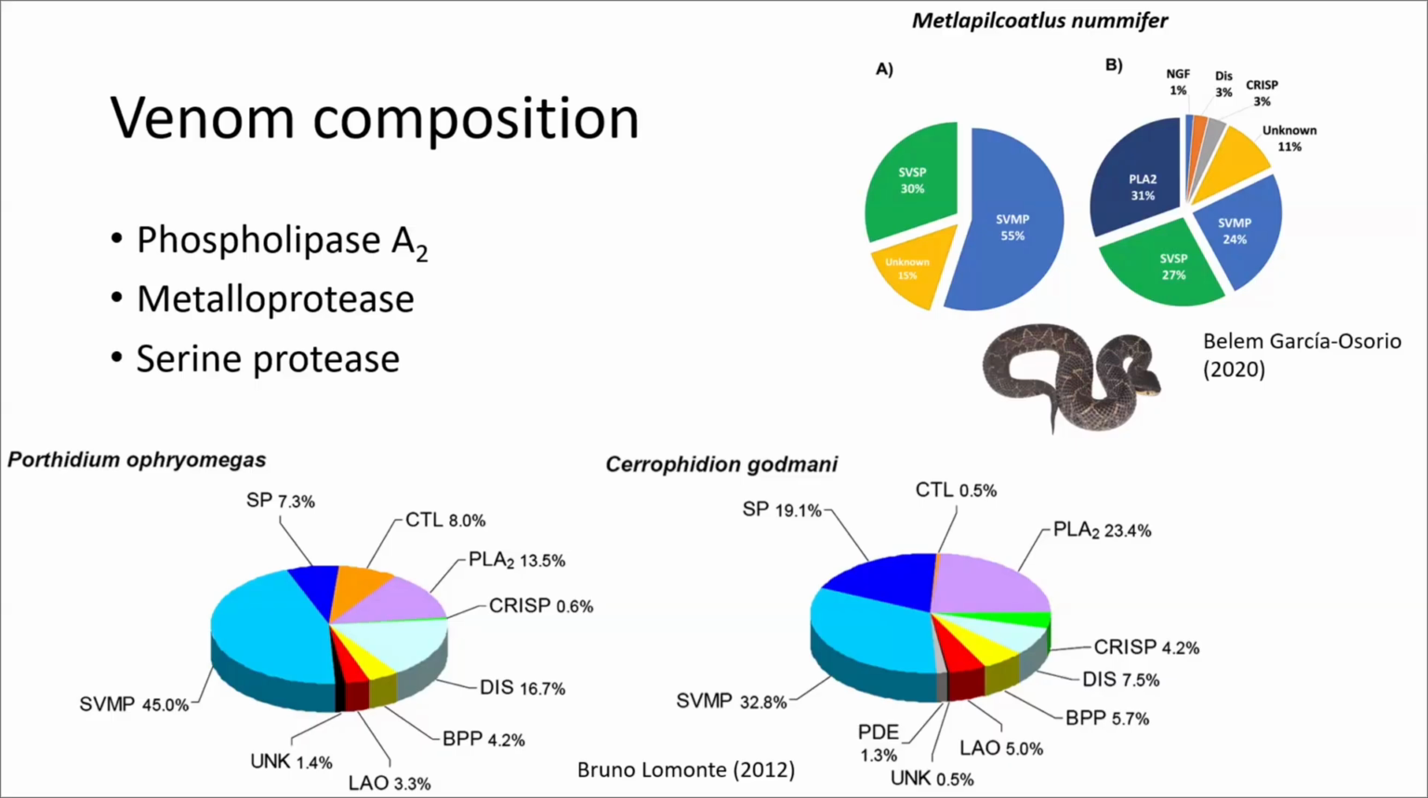There was a little ontogenetic study done as well on Metlapilcoatlus numifer. I think on the left there is the juvenile venom, and on the right is the adult venom. So you can already see that there's a little bit of an ontogenetic shift in venom composition present.